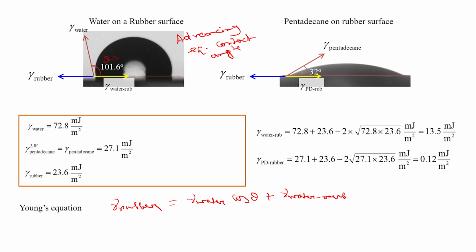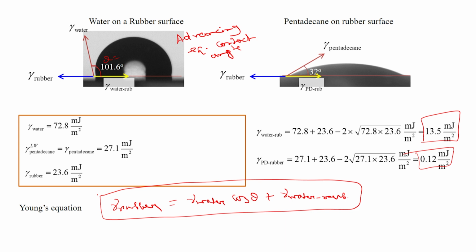Now, here the interfacial energy between water and rubber came out to be 13.5, and here it came out to be 0.12. Whatever the interfacial energies or surface energies are, we will come to that, we will show that this equation has to be satisfied. If that is the case, and I know gamma rubber, gamma water and this angle theta, I can estimate or measure this gamma water rubber. So, let us do that.